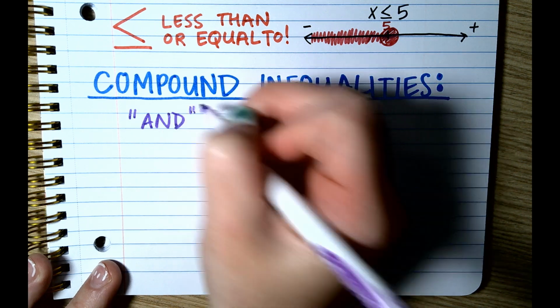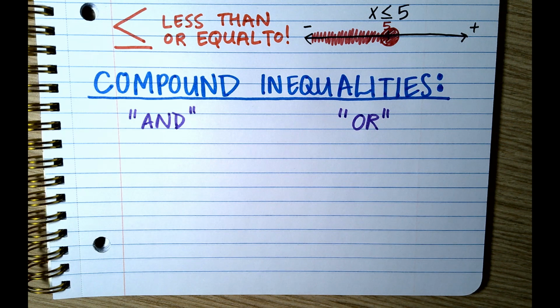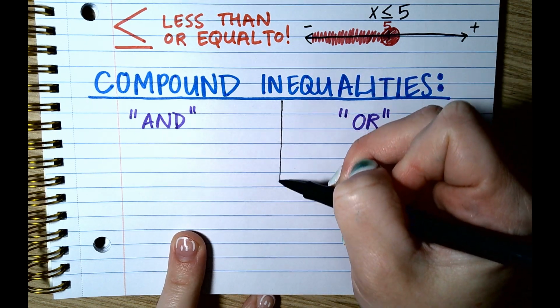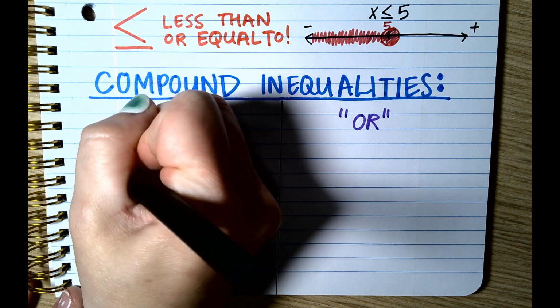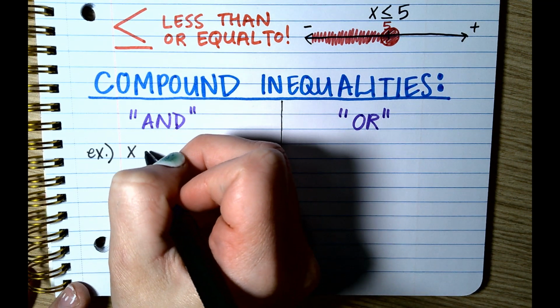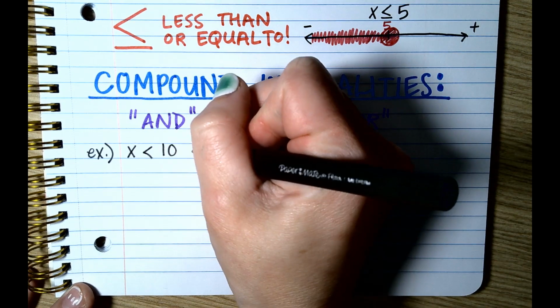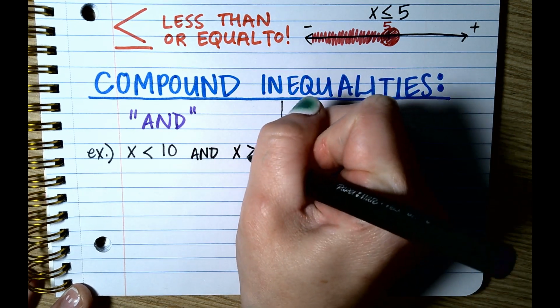There are what we call and inequalities, and we have or inequalities. So I'm going to draw a little line kind of down the middle of my page to separate that. An example of an and inequality would be something like this. Maybe I have x is less than 10 and x is greater than 2.